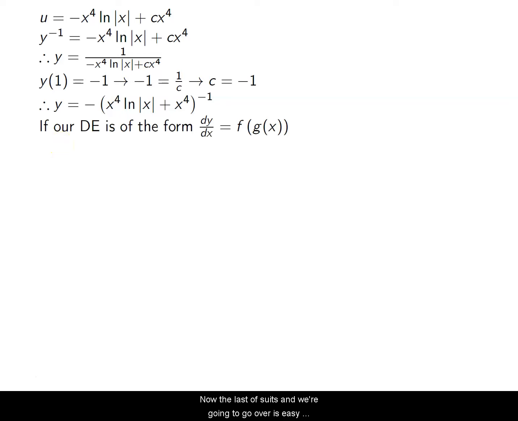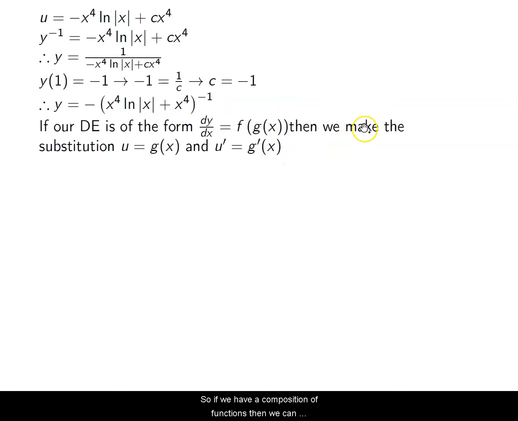Now, the last substitution we're going to go over is an easy one to spot when you see it, okay? It's basically when we have y prime or dy dx on one side, and on the other side it's very clear that we have a composition of functions, okay? So if we have a composition of functions, then we can make the substitution that u is the inside function, and then u prime is just the derivative of that inside function, right? So we're just really looking for the substitution of the inside function in the composition, because then we'll now have a function f in terms of u. It makes it a lot easier to do that, and we'll be able to separate our equation at that point.